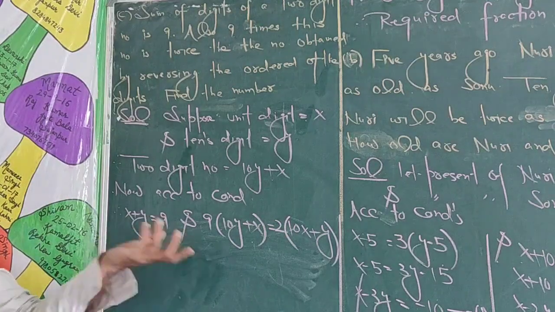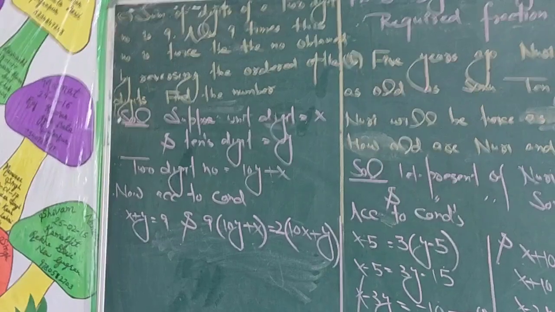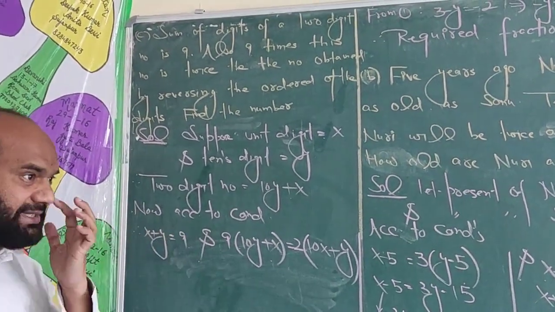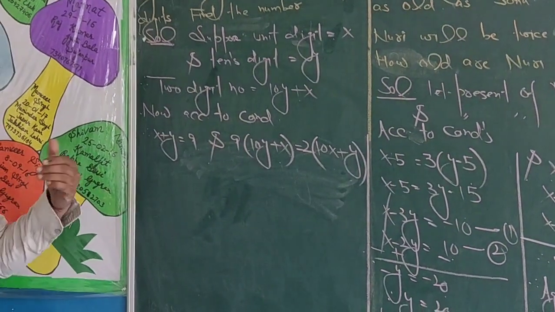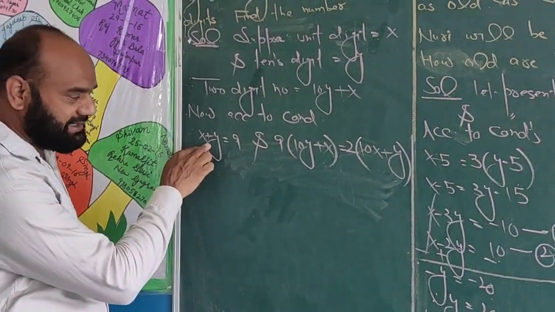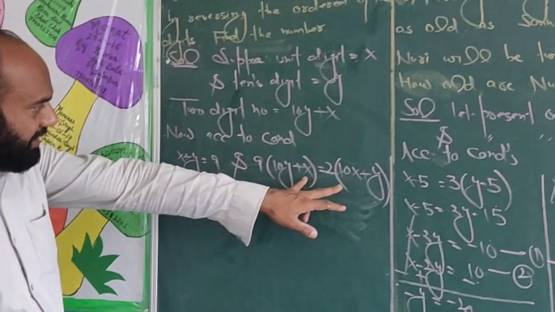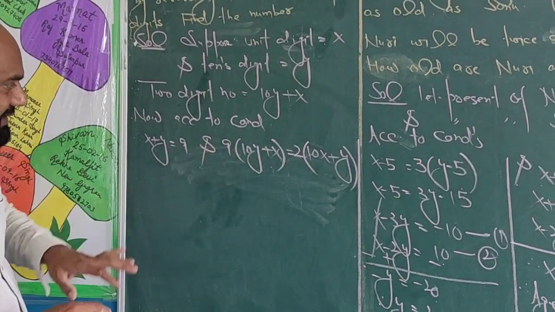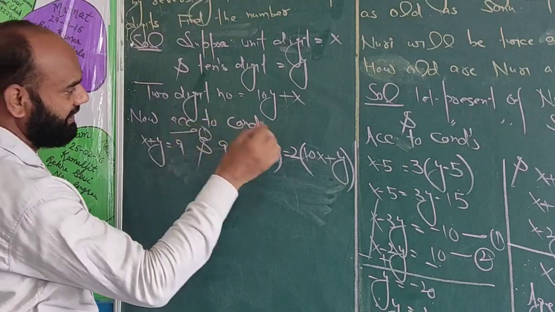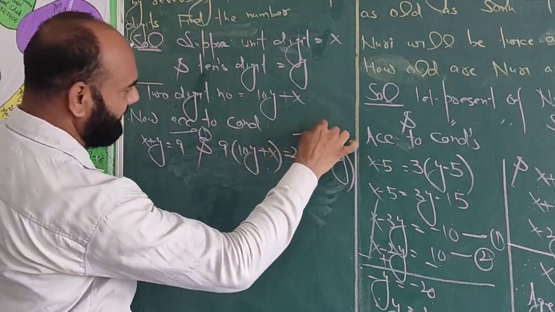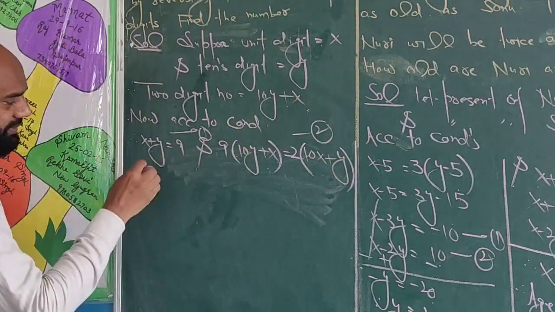Now we solve these two equations by elimination method, and to solve these equations by elimination method, first of all we convert these two equations into standard form. So this one is already in standard form. We only write this equation in standard form. This equation is equation number 1 and this is equation number 2. Now we solve equation number 2.